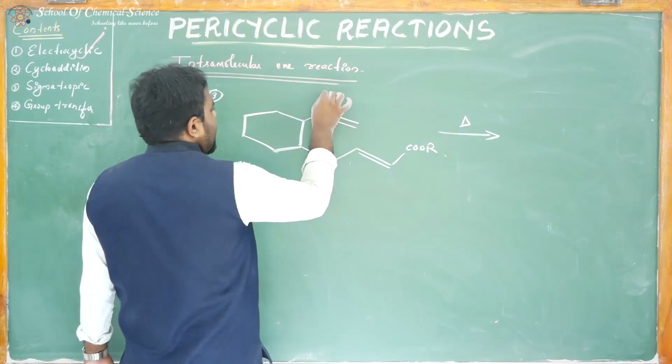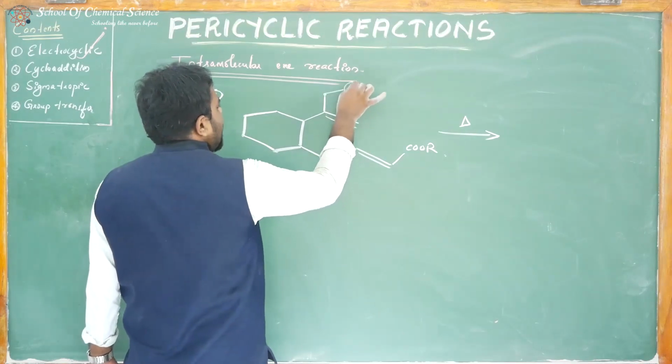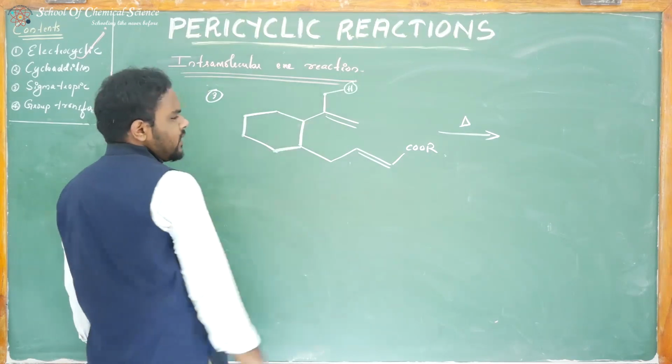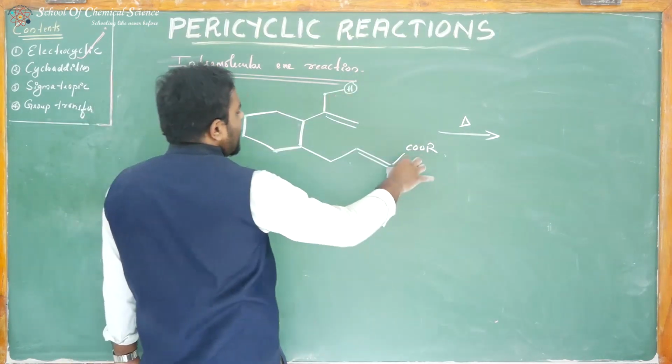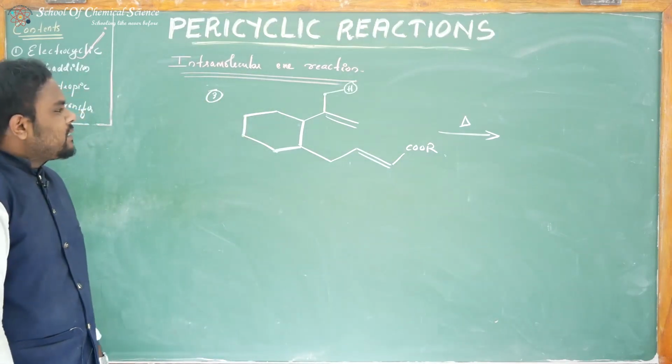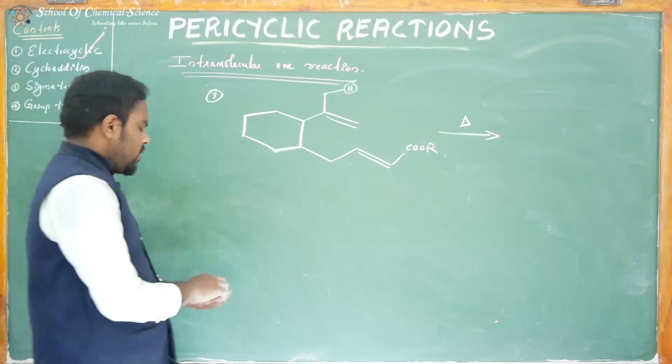1, 2, 3. This is an allylic carbon and this allylic carbon contains a hydrogen. This is also an allylic carbon, but this is with maximum hydrogen. So an allylic system and enophile in the same molecule: intramolecular ene reaction.